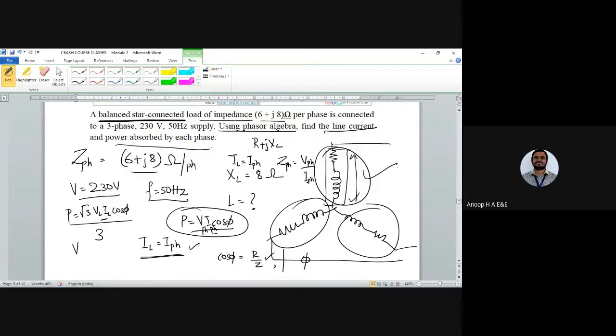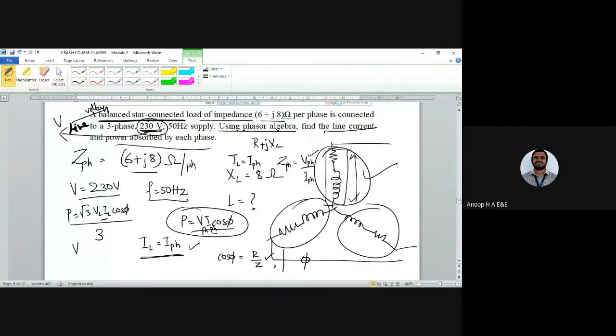Okay, so next I want to find out V phase. So in this problem, even though the voltage is mentioned as 230 volt, we need to take it as the line voltage. Remember that whatever the voltage that is mentioned, you need to take it as the line voltage.